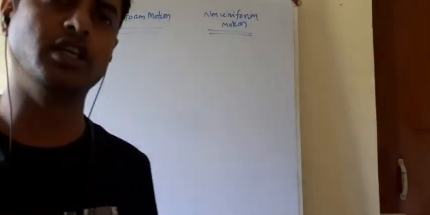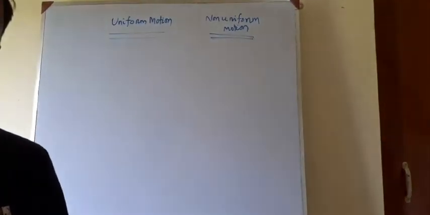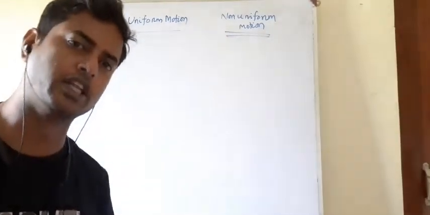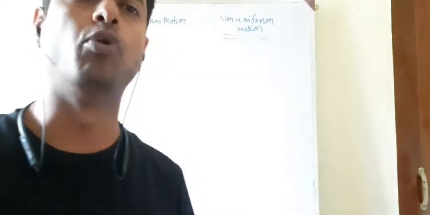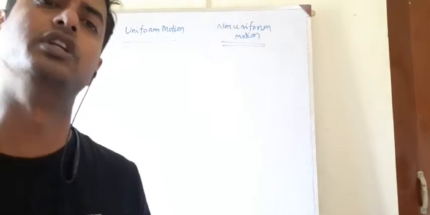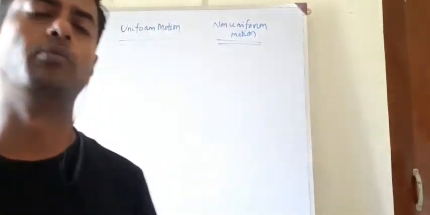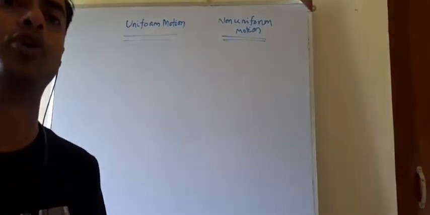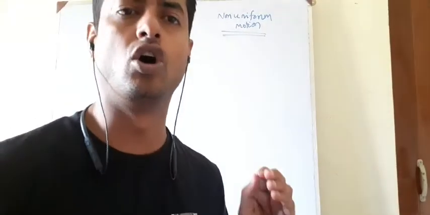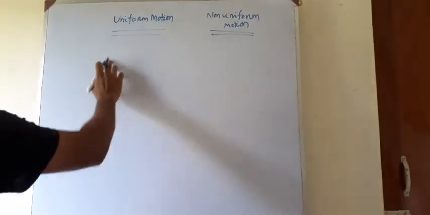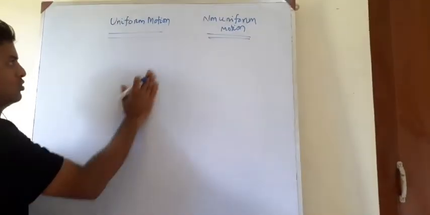Either velocity is increasing or velocity is decreasing. It means the body is possessing an acceleration. When a body is moving with increasing velocity, we can say the body is undergoing uniformly accelerated motion. When the body is moving with decreasing velocity, we can say the body is undergoing a uniformly retarded motion or uniformly negatively accelerated motion or uniformly decelerated motion. So deceleration, retardation, negative acceleration, same thing. But in uniform motion, no acceleration word will come.